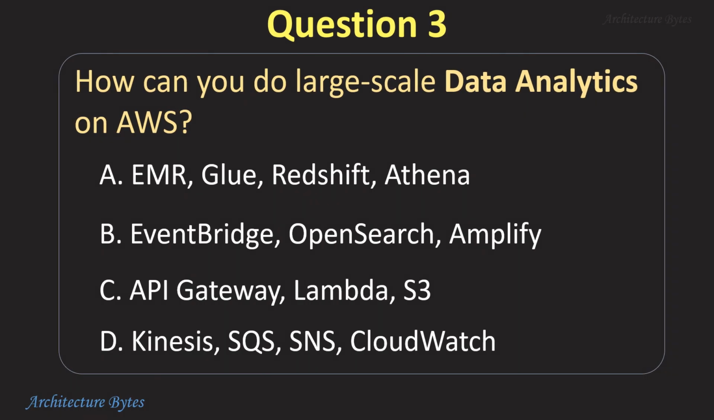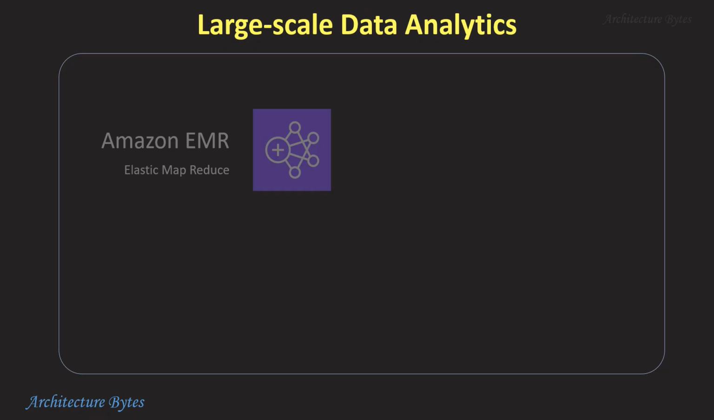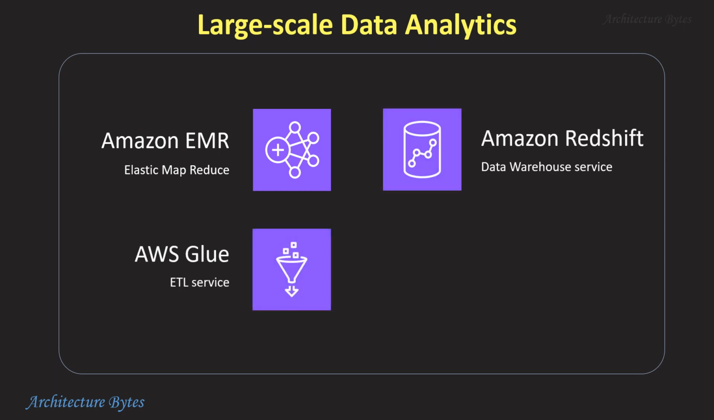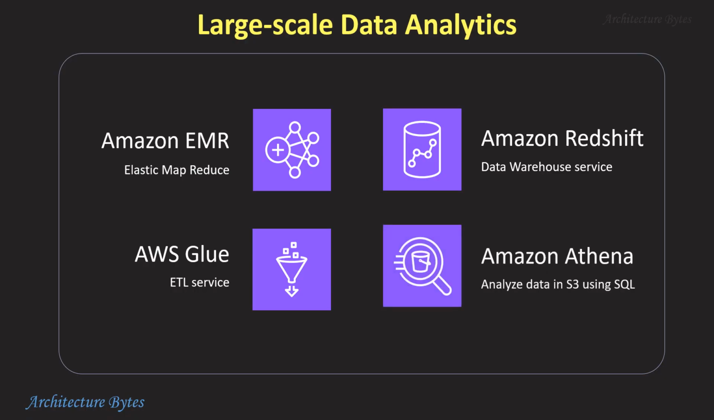How can you do large-scale data analytics on AWS? Let's discuss a few AWS services that can be of help here. Use Amazon EMR for big data processing, AWS Glue for ETL, Amazon Redshift for data warehousing, and Amazon Athena to query and analyze data in S3 using SQL.